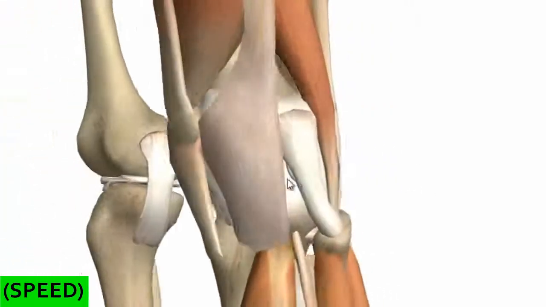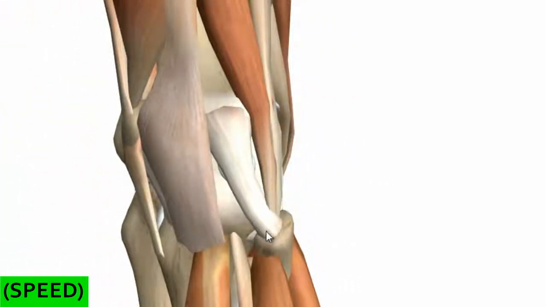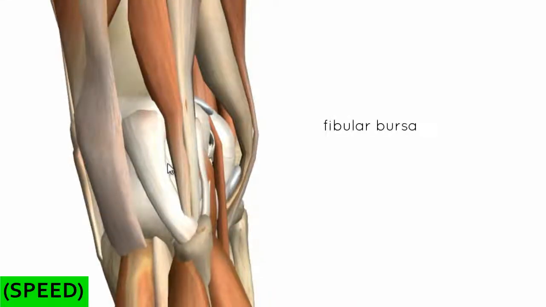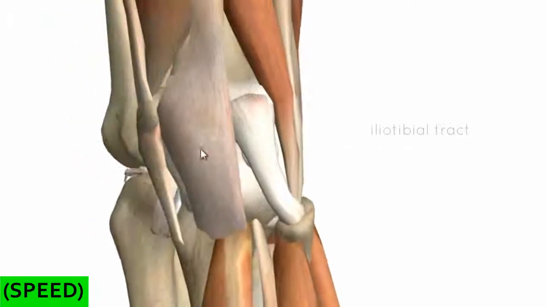And laterally, we've got the lateral collateral ligament, the fibular collateral ligament, but there is actually a space between this and the joint capsule. So there's a bursa underneath the fibular collateral ligament called the fibular bursa, which separates it from the joint capsule. But it is reinforced by this tract of fibres, so the iliotibial tract reinforces the capsule laterally.